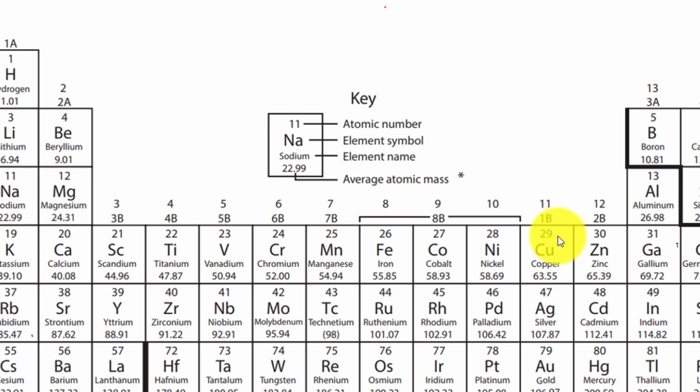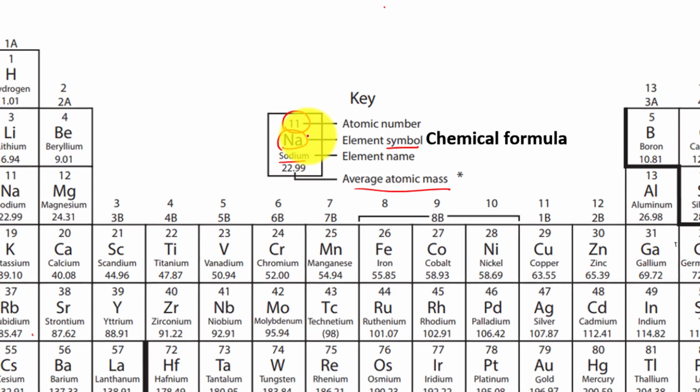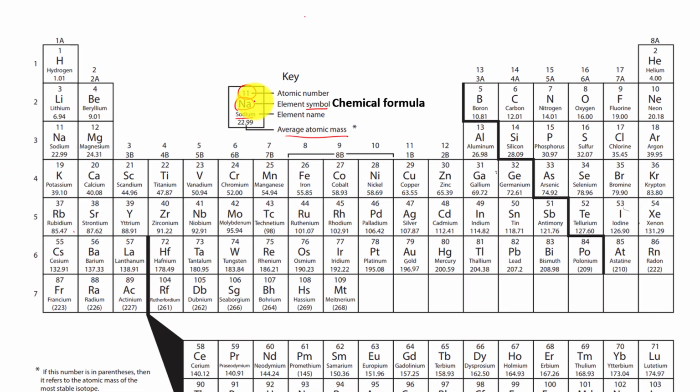Well, first of all, if we look at the key on the periodic table, we notice that each element has an atomic number. And of course, it also has an element symbol which represents an element name. Then we have the average atomic mass, which we will learn how to use later. But sometimes we don't use the term symbol, we use something a little more fancy. We call it chemical formula. So what is the chemical formula for sodium? That would be Na. So each element is represented by a chemical formula.